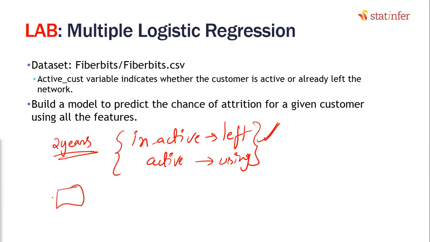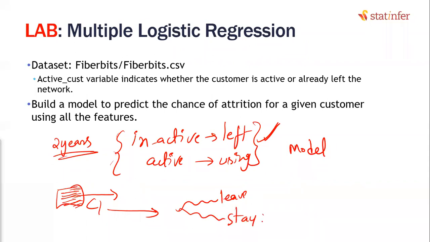Now we have a set of customers in a particular region. What this company wants to do is predict based on this data. They want to build a model, and this model should be able to predict who is going to be inactive, who is going to be attrited. Attrition means leaving. So the model should take customer one and his details and tell me whether he is going to leave or whether he is going to stay back. This should be the prediction from the model.